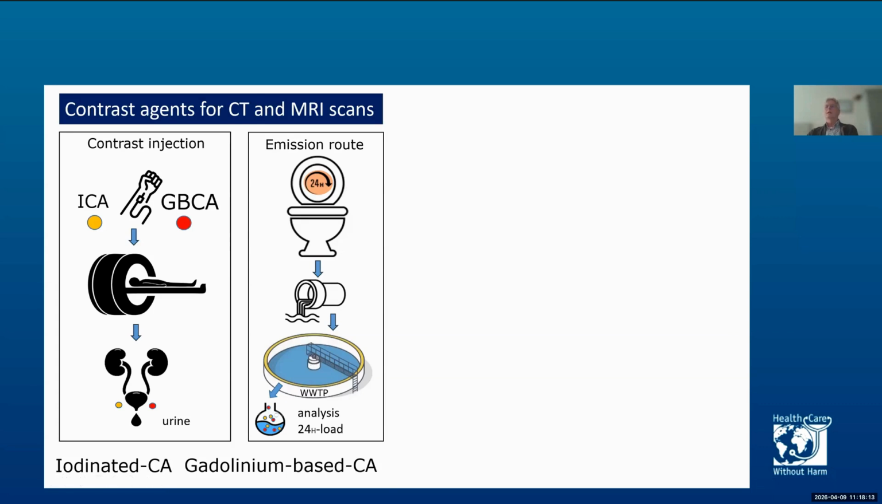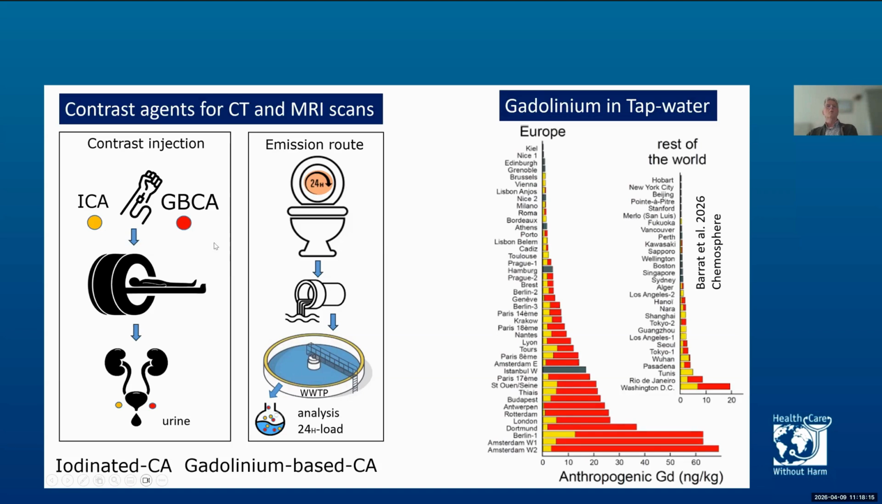And here you can see one of the gadolinium-based contrast agents that has been measured very recently. Here you can see in tap water, in Amsterdam, Berlin, Dortmund, a lot of these contrast agents are appearing at high concentration. Well, high, it's nanograms per liter, but they are present in tap water, and we drink that all the time. So these agents are very resistant to getting removed by the normal treatment pathways.